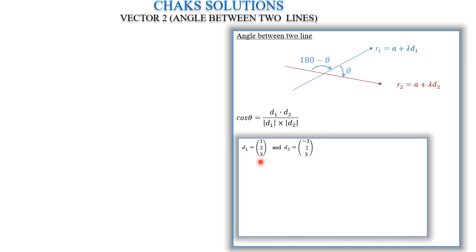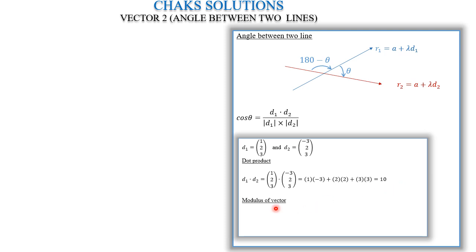Alright, so let's look into something here. Let's say we have d1 with this direction and d2 with this direction vector. Now we need to find the dot product. The dot product d1 dot d2 is going to be 1 times minus 3, then 2 times 2, plus 3 times 3. Then we simplify, we are going to have 10. So the dot product of d1 and d2 is equal to 10.